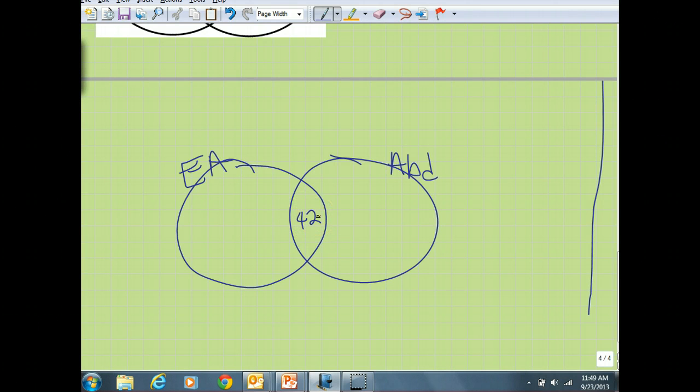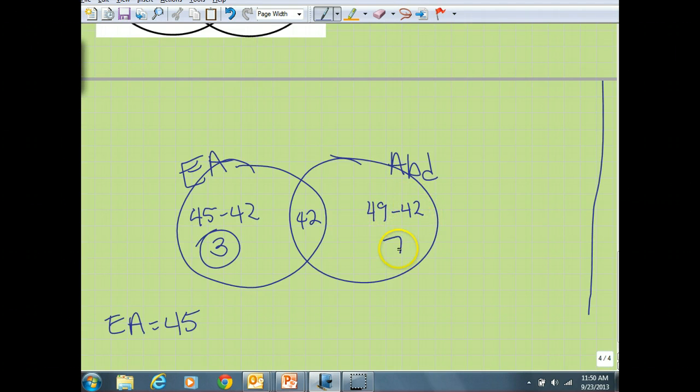42. Okay? So we have 42 in the middle, and then it said the total that believed Elvis is alive is 45. Okay? So if the total is 45, how do I find out what's in this area right here? Yep, we're going to subtract 42 from 45. So 45 minus 42 is 3 for that area. Okay? And then it said the total that believed that they were abducted was 49. We're going to do the same thing on this side. We're going to take 49 minus 42, and we have 7 over here.